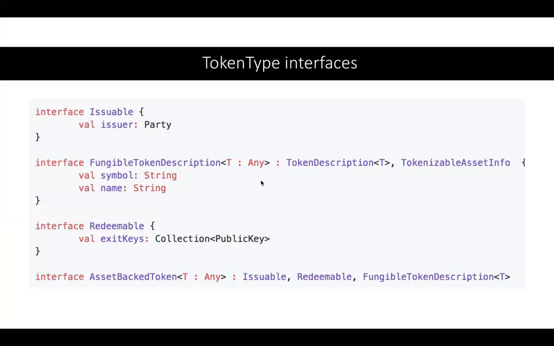Likewise, we might want to implement something that is redeemable, at which point we want to list a bunch of keys that we need a corresponding signature from, to exit this state from the ledger. Again, we might want something that's an asset-backed token. An asset-backed token is something that's issuable, redeemable, and fungible. So we can build up from these kind of Lego blocks what different types of tokens would potentially look and behave like.